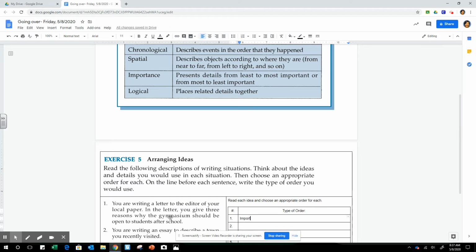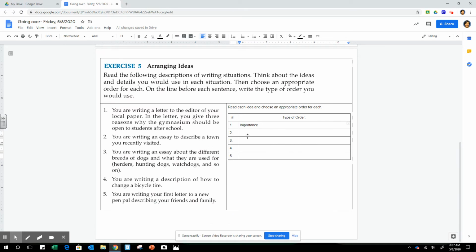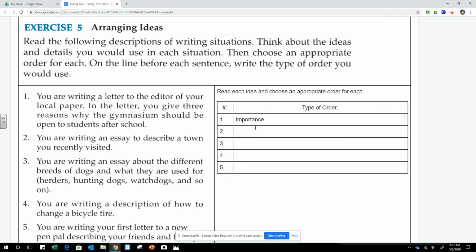importance. I'm going to give them, hey, it's important to open the gymnasium after school because, and I'll list my three reasons. So I would say the type of order that I would use here is importance. And that's all you have to write, is the type of order. So the type of order that I'm going to use for number one is importance.